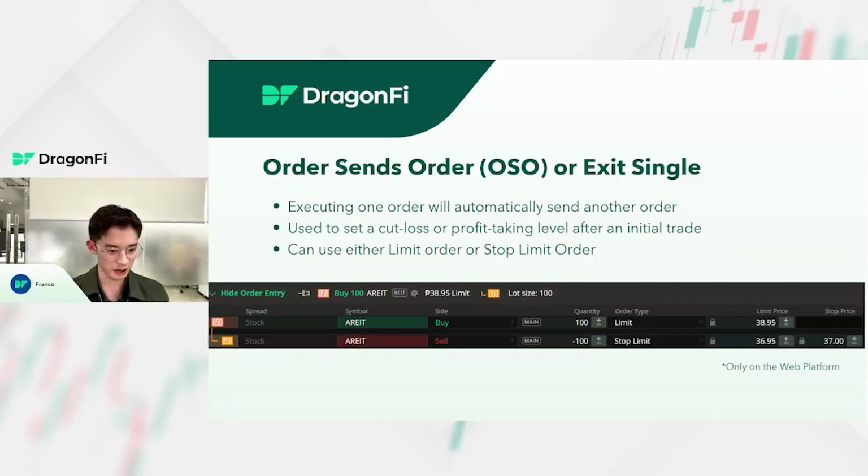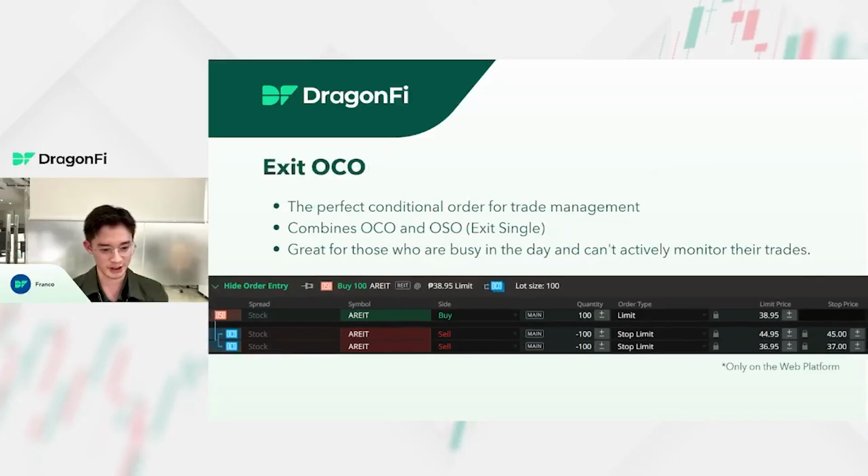Well, thankfully here at Dragonfly, we have that exact conditional order type. It's what we call exit OCO, or exit order cancels other. Basically, it's the combination of an OCO and OSO order. It's the perfect conditional order for trade management. Why? Because you set all your orders at once. You set your entry price, you set your stop loss, and you set your take profit level all at the same time. So here's an example on the next slide.